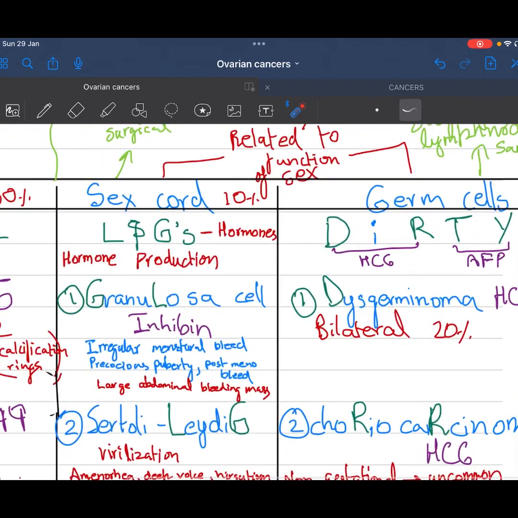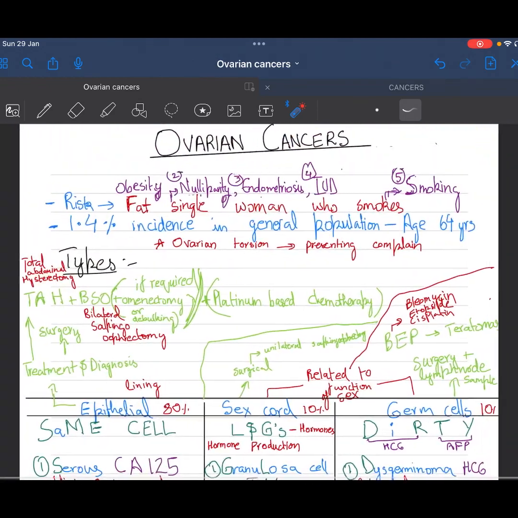So you can see DIRTY. The mnemonic: D, dysgerminoma, and R, choriocarcinoma, as germs are dirty. The first two letters, D and R, secrete HCG, and T, teratoma, and Y, yolk sac tumor, secrete AFP. Next are the treatments.